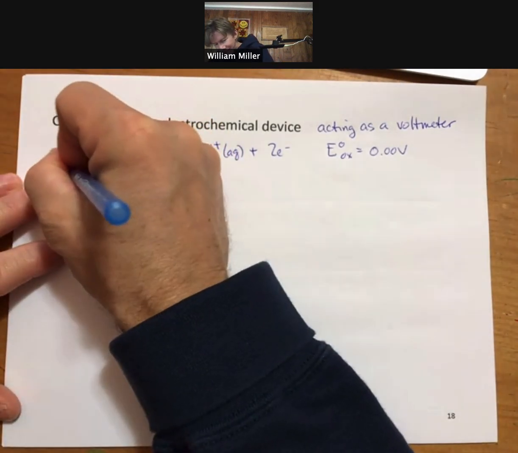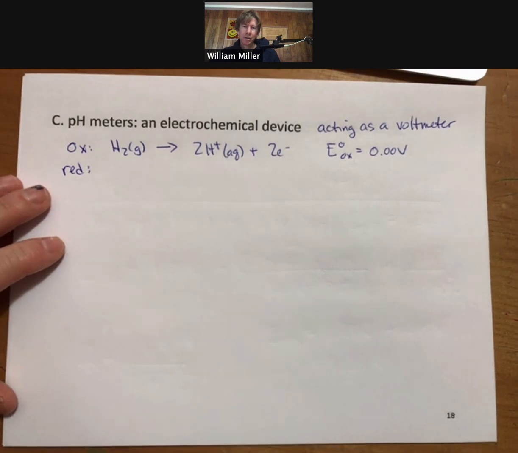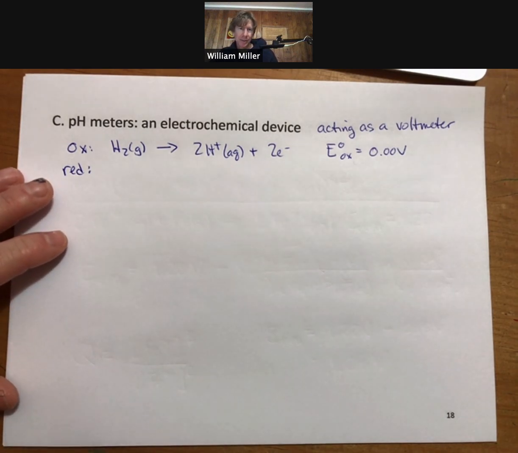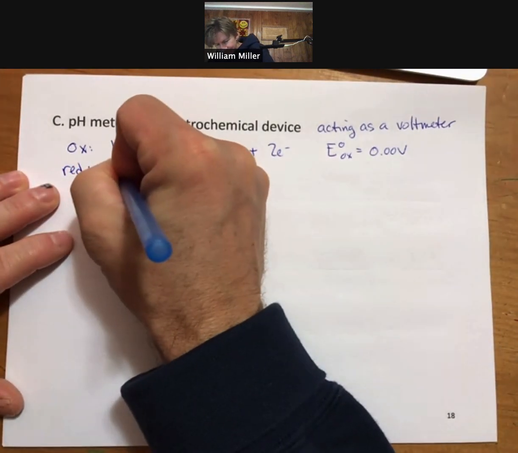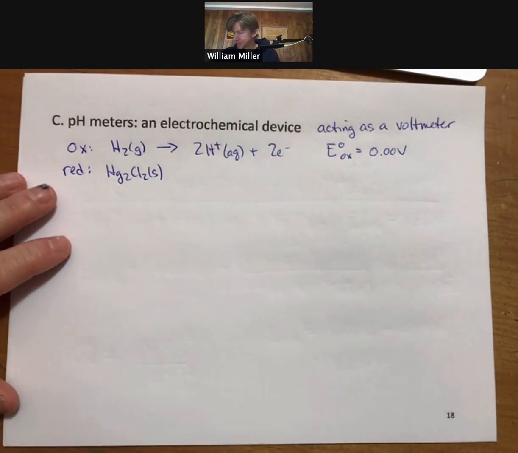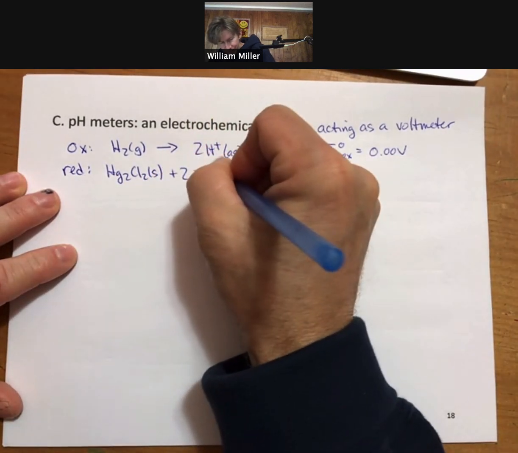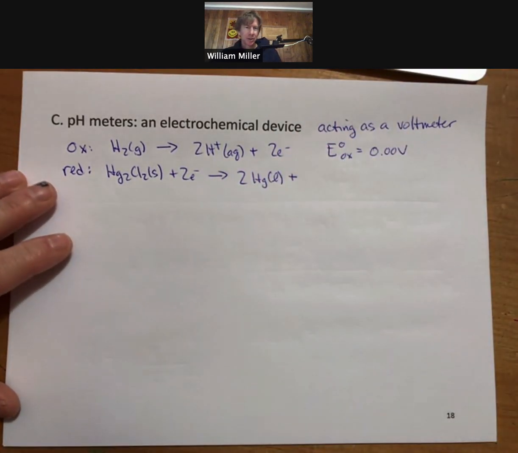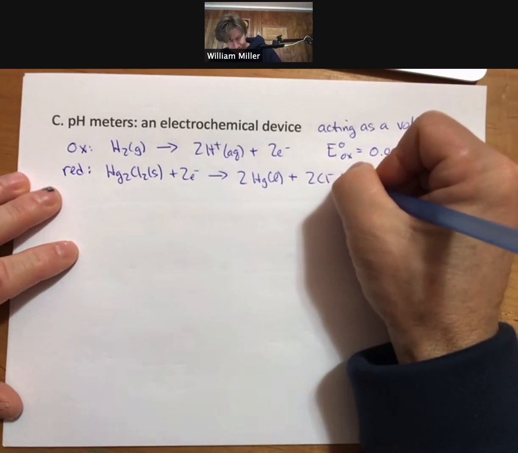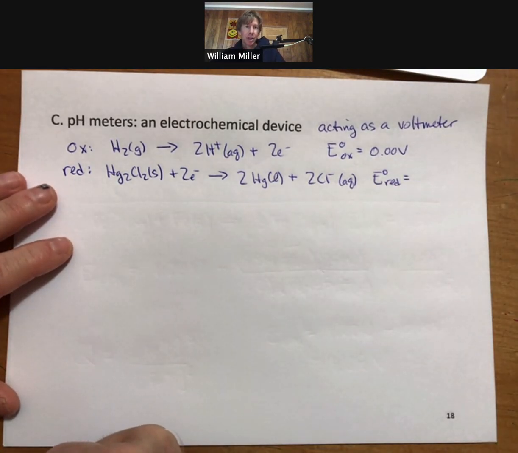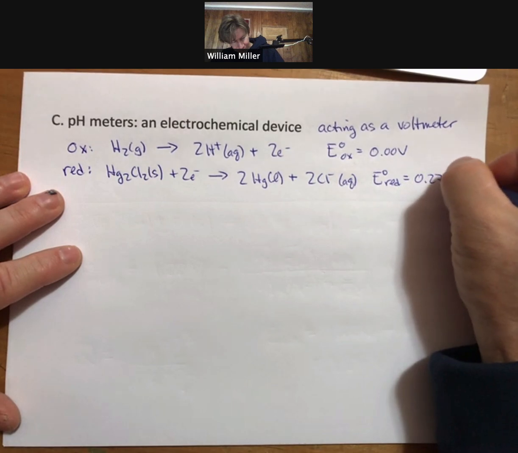And then we're going to do one that's not on the list that you're using for homework and exams, but it is on the bigger list that is in LibreTexts or in the Tro textbook. It says mercury(I) chloride, which will be solid, plus 2 electrons goes to mercury liquid plus 2 chloride ions. And the reduction potential of this is 0.27 volts.